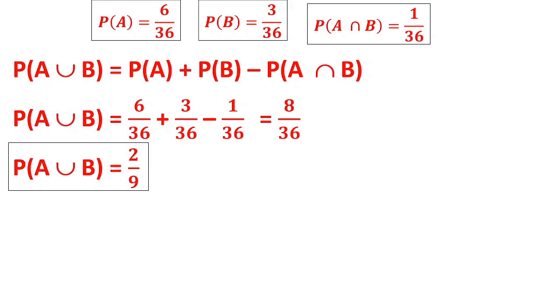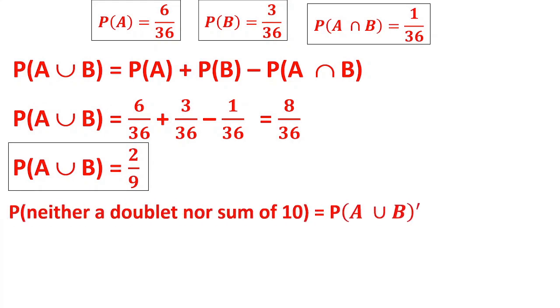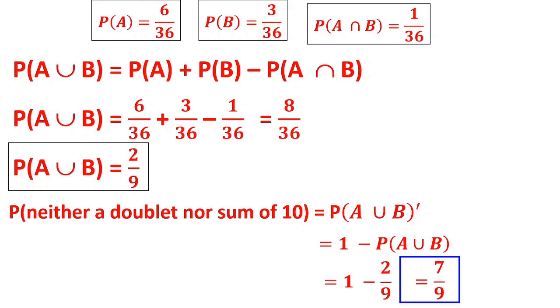But this is not the answer. We want the probability of A union B dash. It is not A union B, it is 1 minus P of A union B, which is 1 minus 2 by 9. Therefore, 7 by 9. Be careful, neither nor means A union B dash.